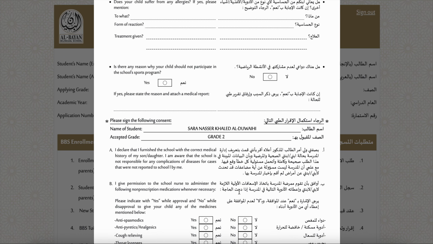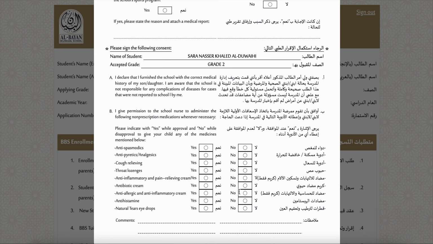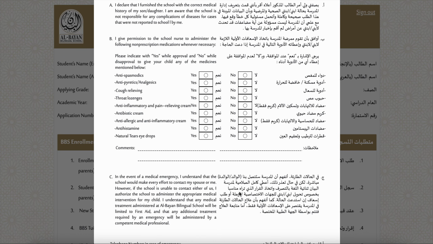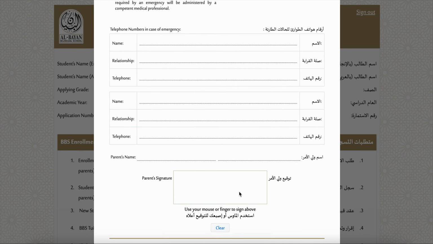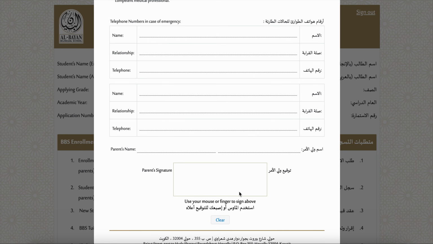The form then includes a consent section, where the parent confirms the information is accurate, selects which non-prescription medications the nurse may give, and authorizes the school to provide first aid if they cannot be reached during an emergency.